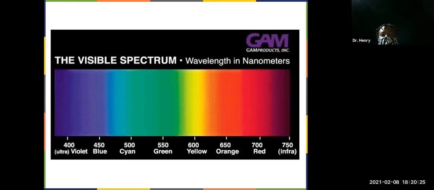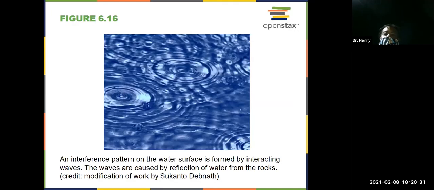Okay, so this is just basically the spectrum, to remind you what the visible light spectrum looks like. And this here is just a wave going on in water, and you can see that interference pattern. If the wave is destructive, it's going to cancel out, and so then you're going to see it stopping. If it's constructive, then it's going to continue to expand and make bigger, bigger ripples.